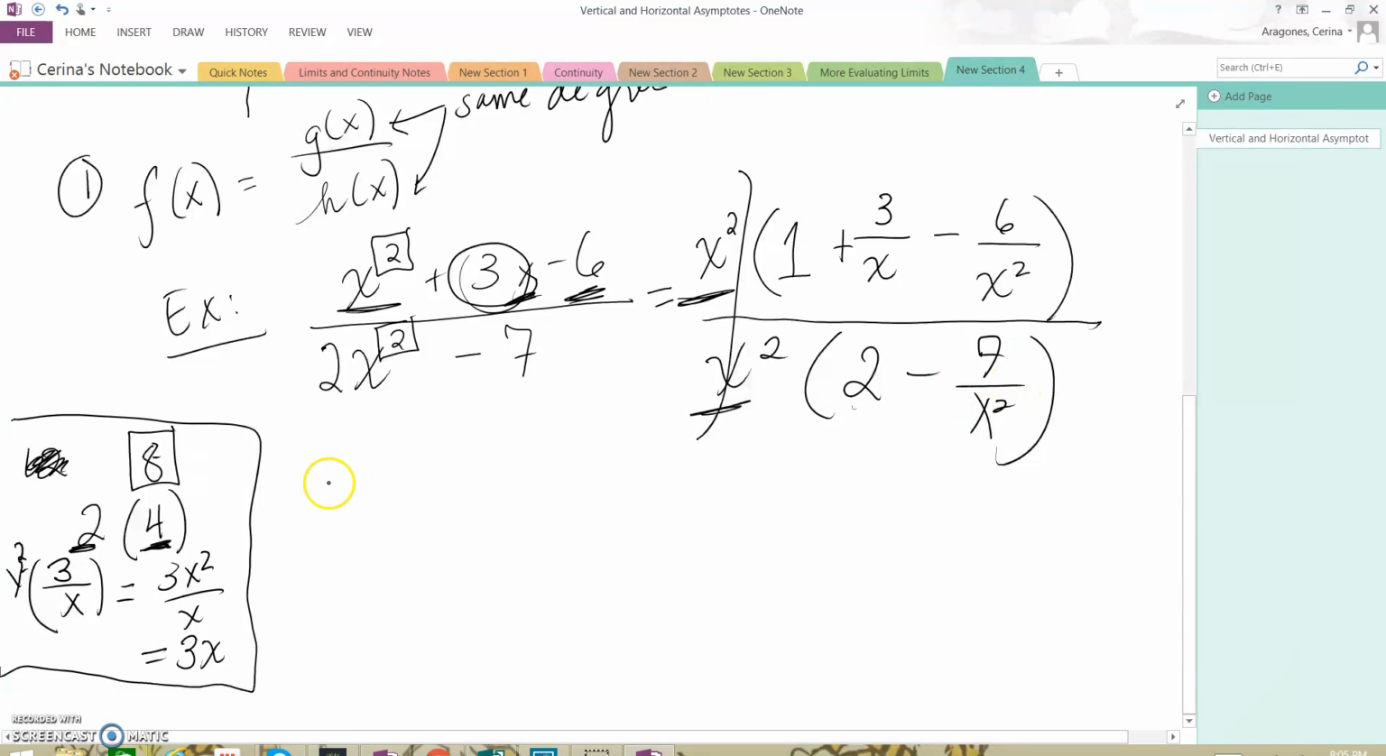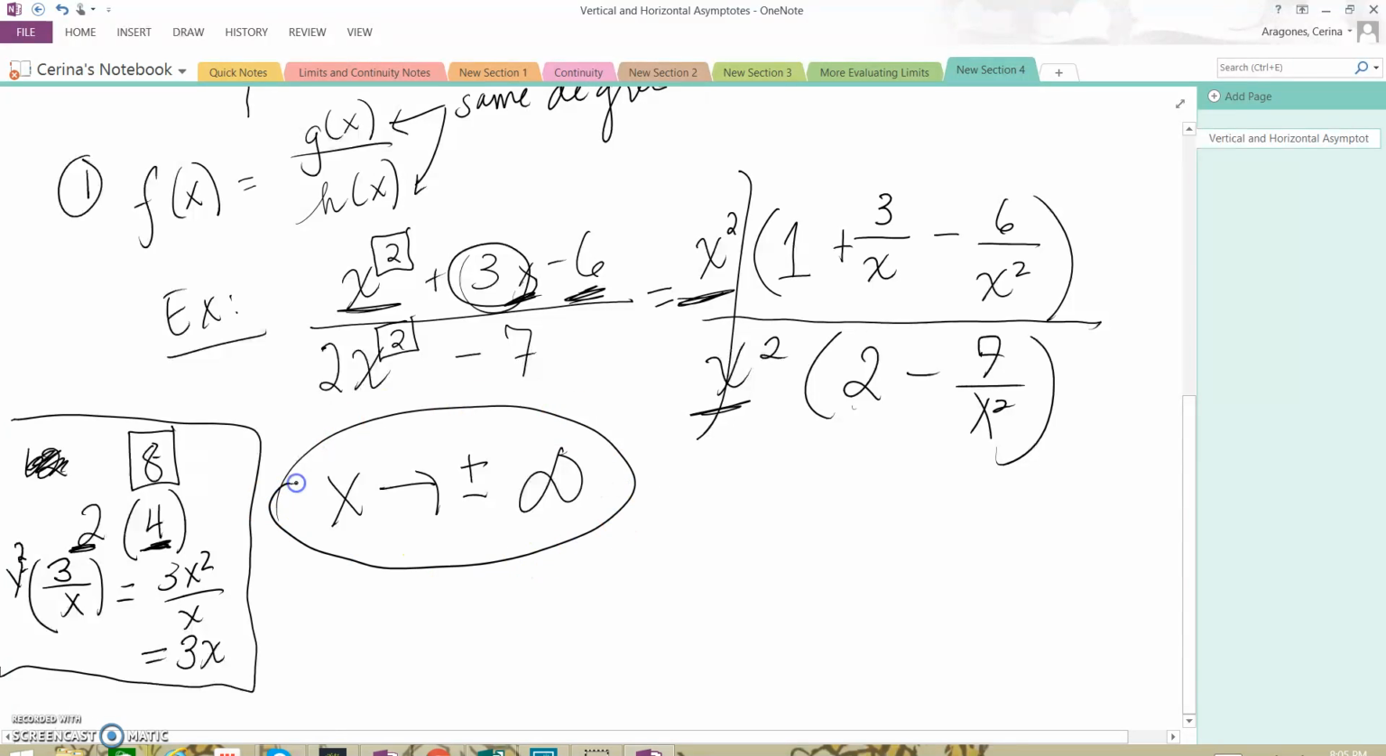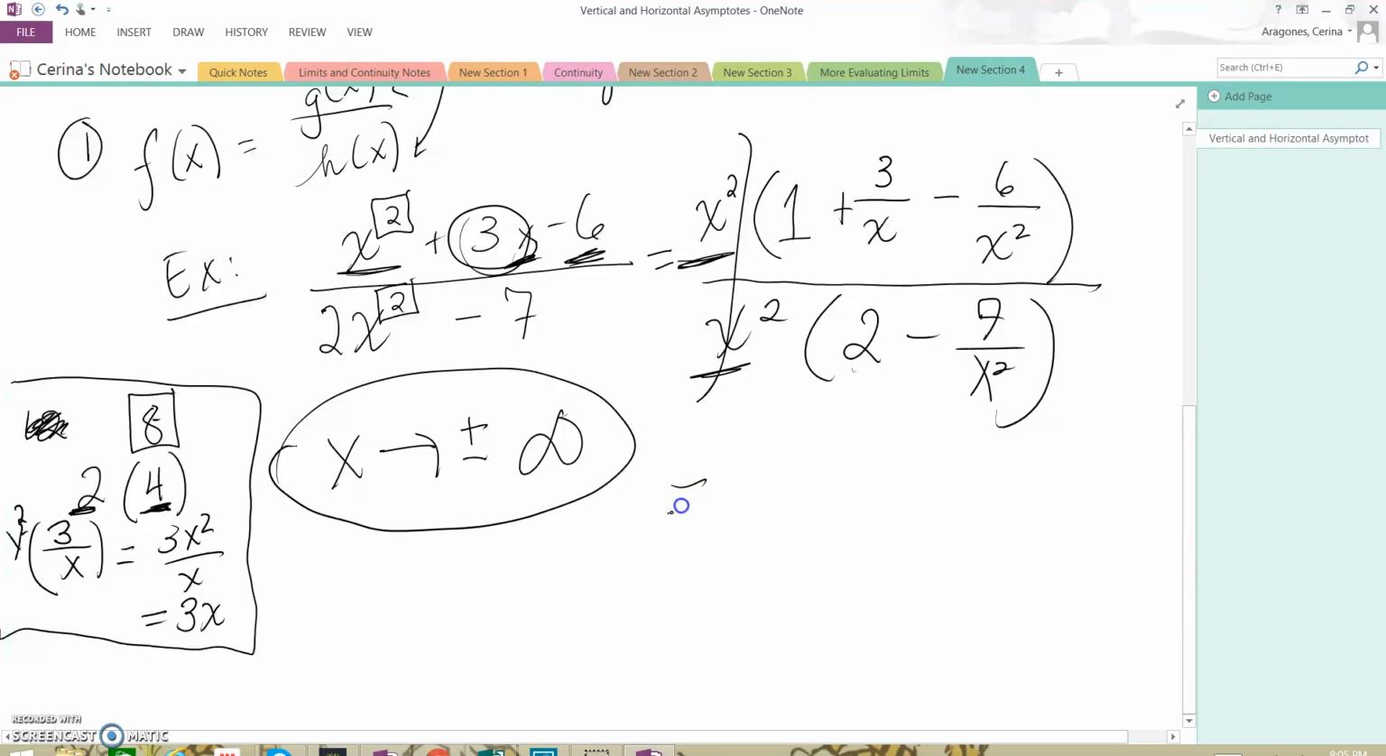Now, horizontal asymptotes look at x approaching positive and negative infinity. That's the behavior we're looking for as x gets really, really big or really, really small. So let's plug in positive infinity and see what happens.